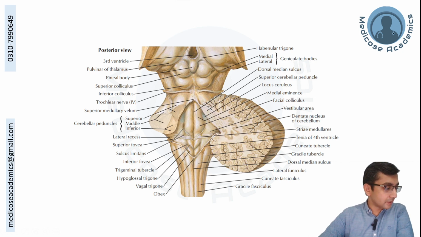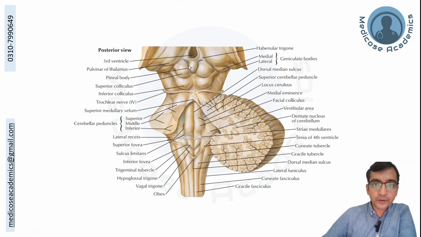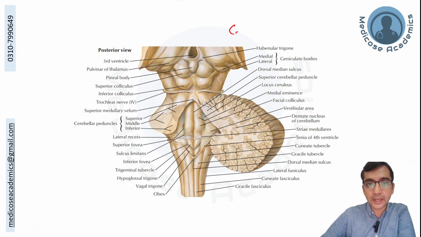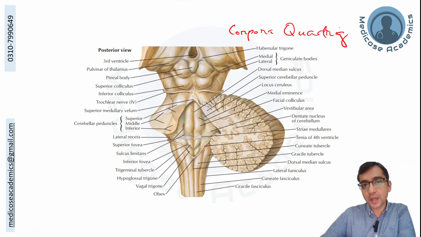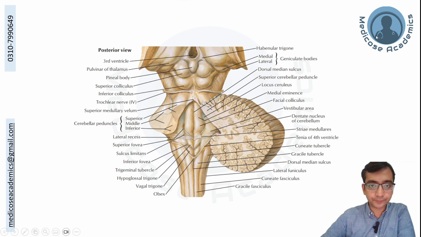I think we have discussed all this. Yes, one more thing, one word I would like to add. These four colliculi, two superior, two inferior, together are known as corpora quadrigemina. So this is another word that you may encounter.